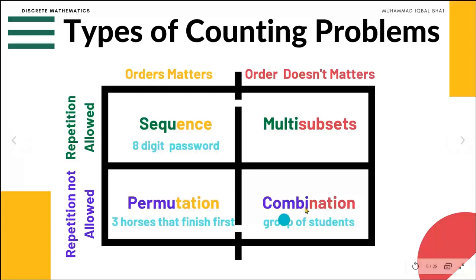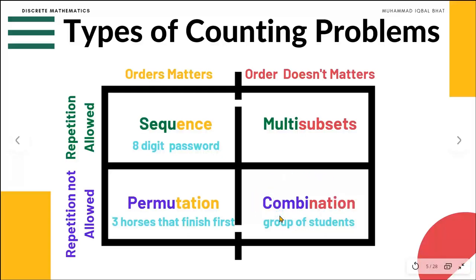Another kind of counting problem is where order does not matter but repetition is not allowed. That is called a combination. For example, if in a class you have to create a group of students, you are merely concerned with the combination of students. You want to select 3 students for some debate or for some seminar or for some sports event. So here order does not matter. You have to just choose 3 students, say for example roll number 1, 2 and 3. 1, 2, 3 is the same as 3, 2, 1 because that is the same group. And repetition is not allowed because these are students and you cannot repeat a student. There is a single existence of a student and you cannot repeat him. So that is a problem that falls in this group.